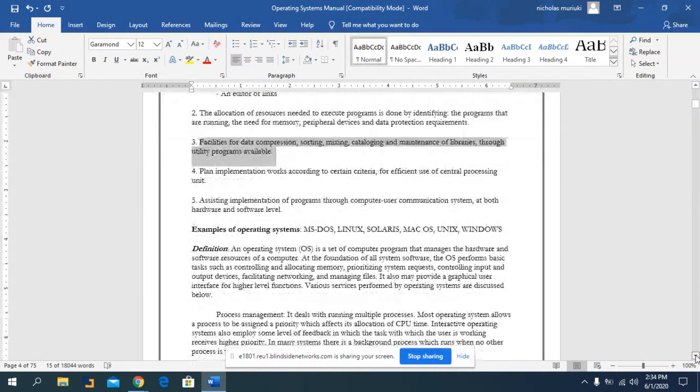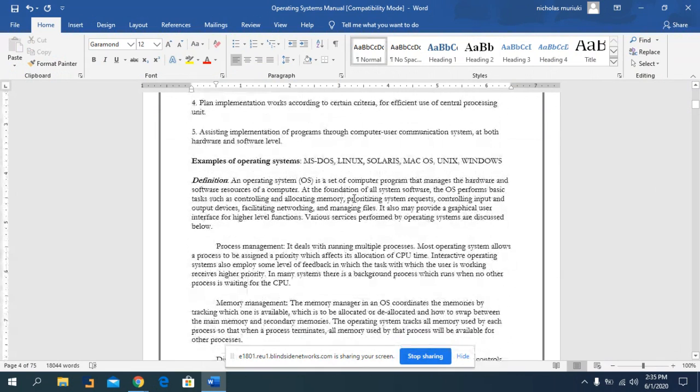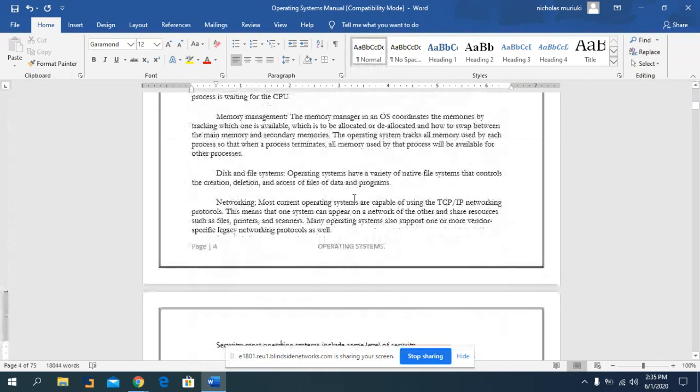Then plan for implementation work according to a certain criteria. So in this case, we are looking at now the efficient use of the central processing unit, and this is now the CPU, which is mostly used for execution and implementation of other programs. So if you look at that, that's why we understand that we have examples of operating system: MS-DOS, Linux, Solaris, Mac OS, Unix, Windows, etc., that mostly are catered through the implementation of how fast it can execute within that.